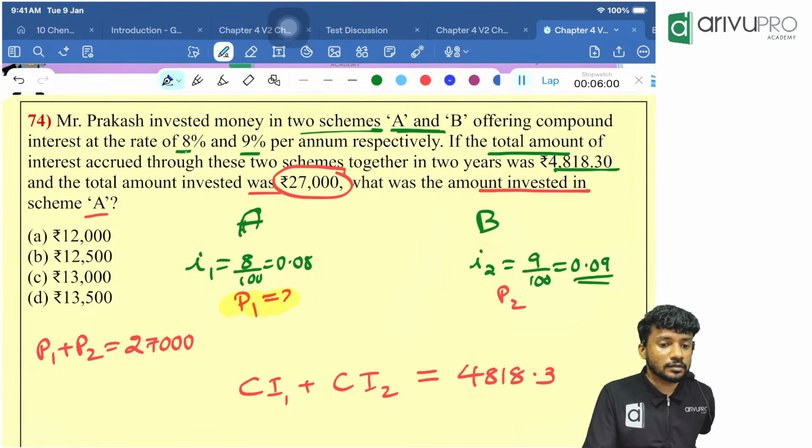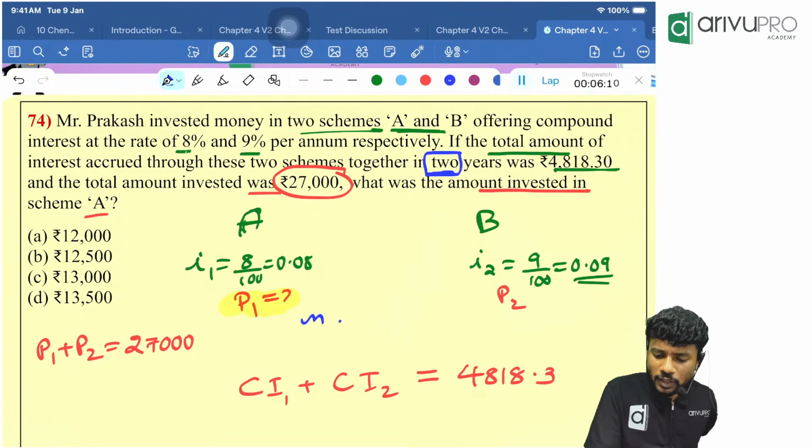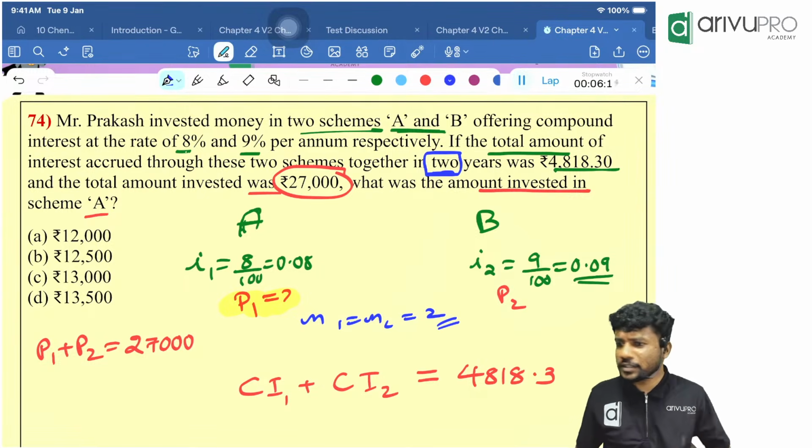Why 1? 2 years it is mentioned. Okay, it is not in bold, doesn't mean that it is not there. N is equal to 2. In both the cases, N1 is equal to, N2 is equal to what? 2. Both the cases it is 2.